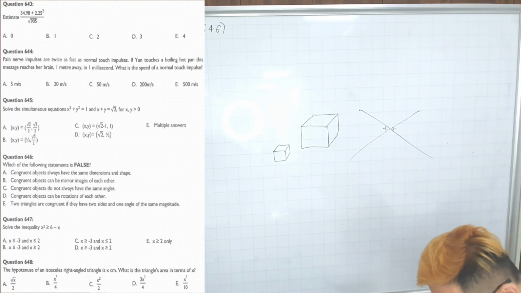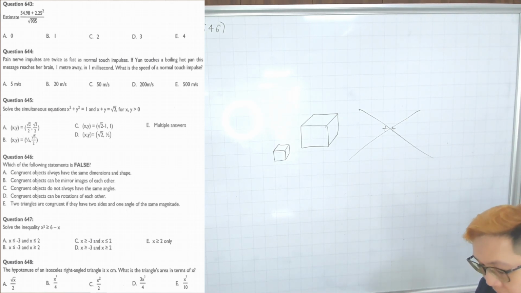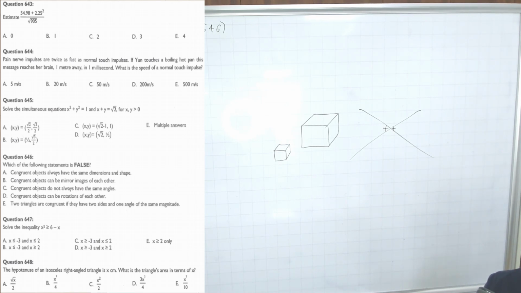E. Two triangles are congruent if they have two sides and one angle of the same magnitude. Hai tam giác là đồng dạng nhau nếu chúng có hai cạnh và một góc có cùng cái độ, cái biên độ.